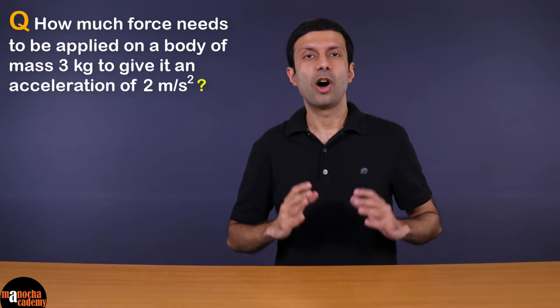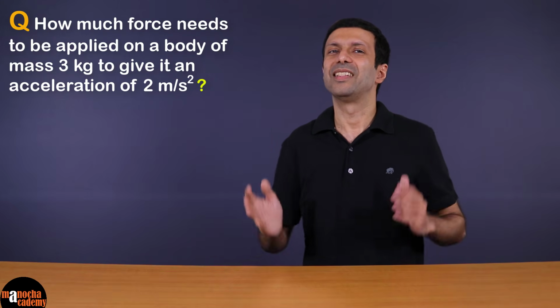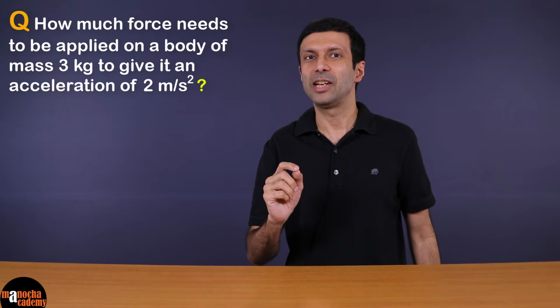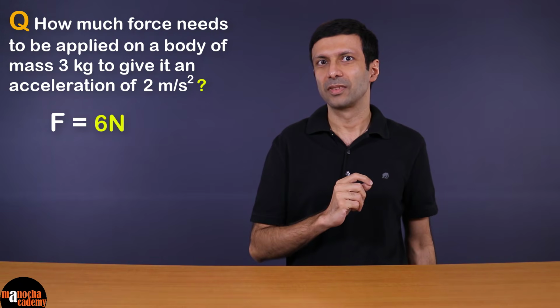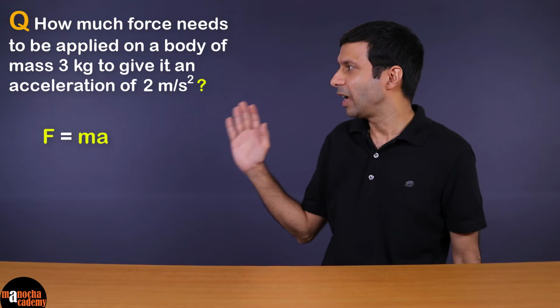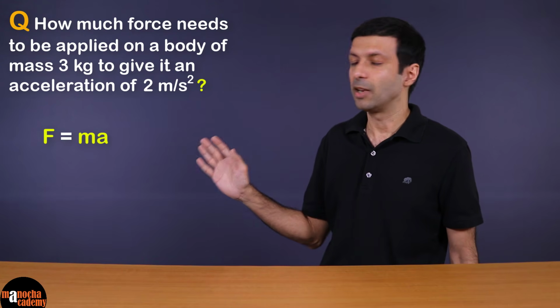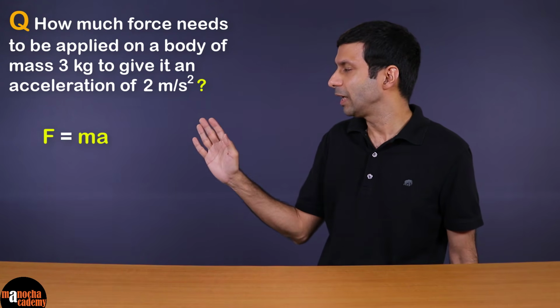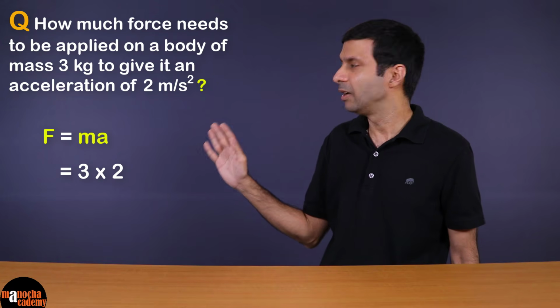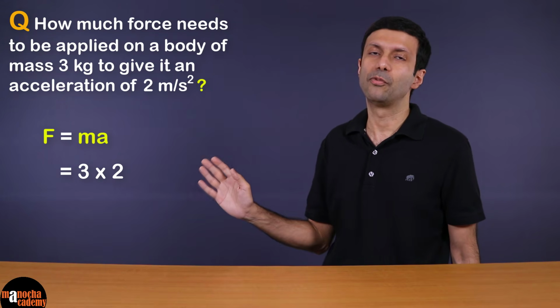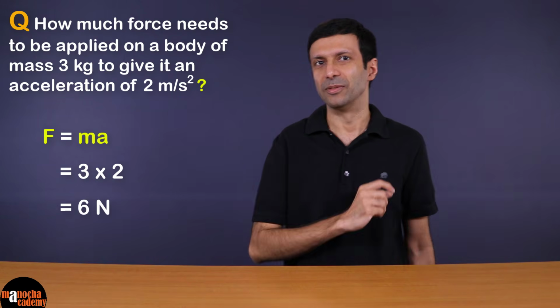Now if I ask you how much force needs to be applied on a body of mass 3 kg to give it an acceleration of 2 meter per second square. That's right, the force is equal to 6 Newton. You just have to use the formula F equal to ma. And if you substitute the values 3 kg and 2 meter per second square and just multiply them, you get the force as 6 Newton.